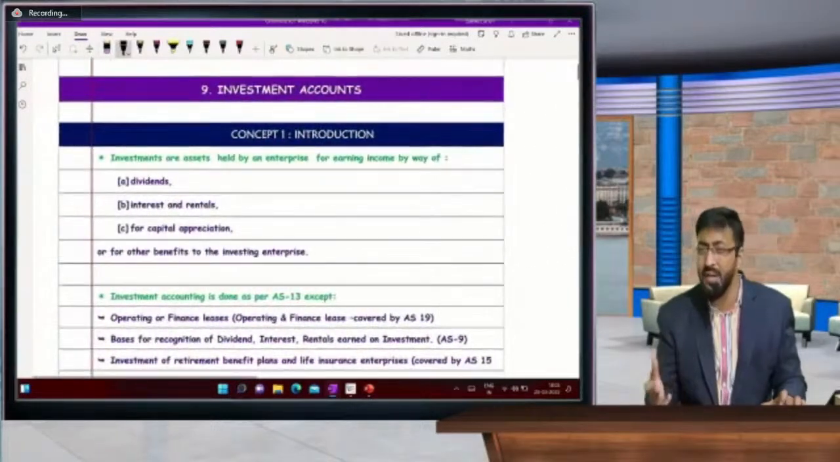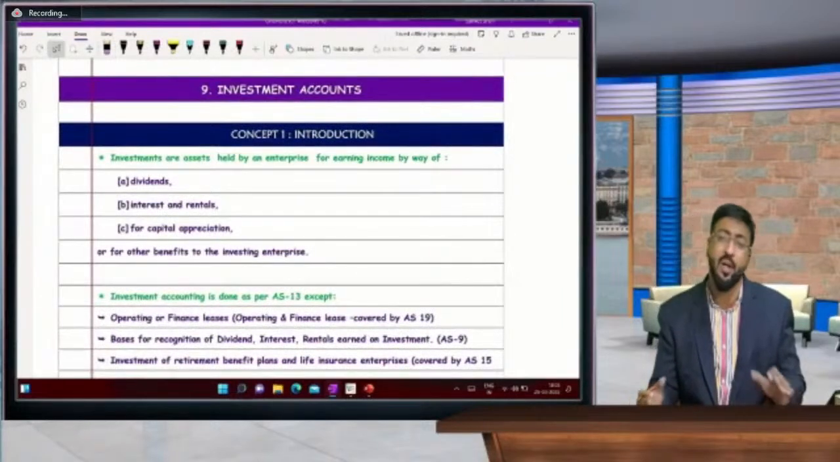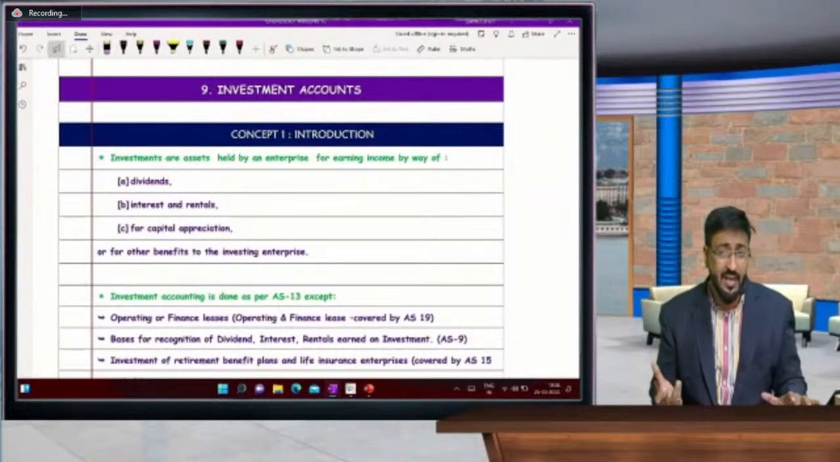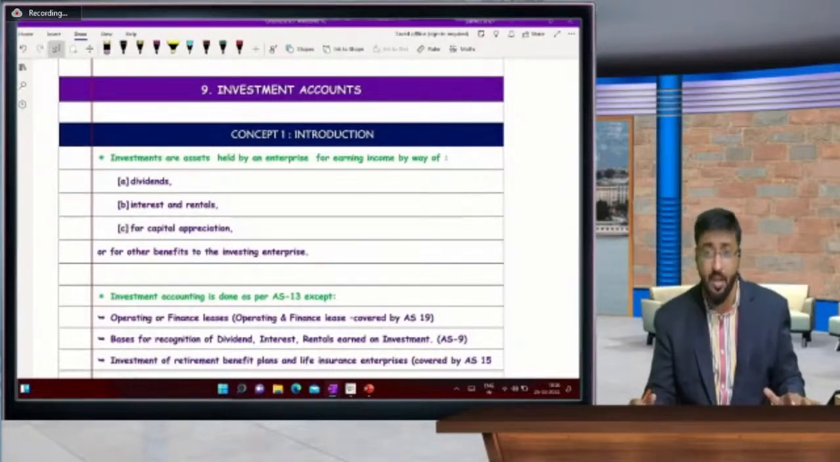It is similar to your debentures chapter. The only difference between debentures and this chapter is that debentures is a liability and investment account is an asset. We have exactly 3 days to understand these concepts.